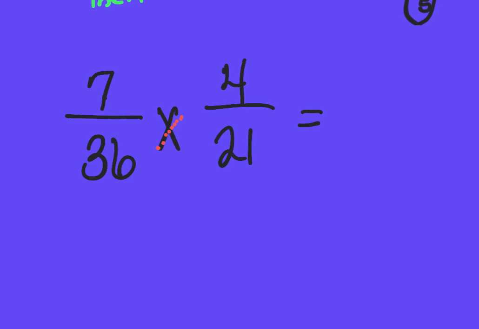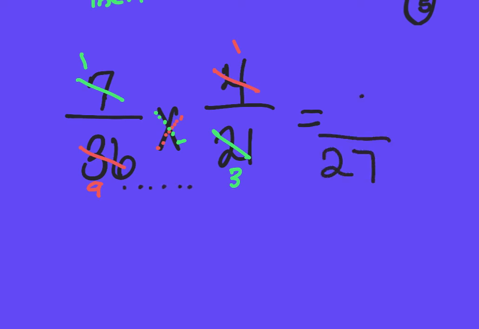Is there a number that will go into both 4 and 36? And it is 4. 4 is going into 4 once. 4 is going into 36 9 times. And then I look across the other way. 7 will go into 7 once. 7 is going into 21 3 times. And then I just multiply straight across. 9 times 3 is 27. 1 times 1 is 1. So my answer is 1/27. That's all you got to do.